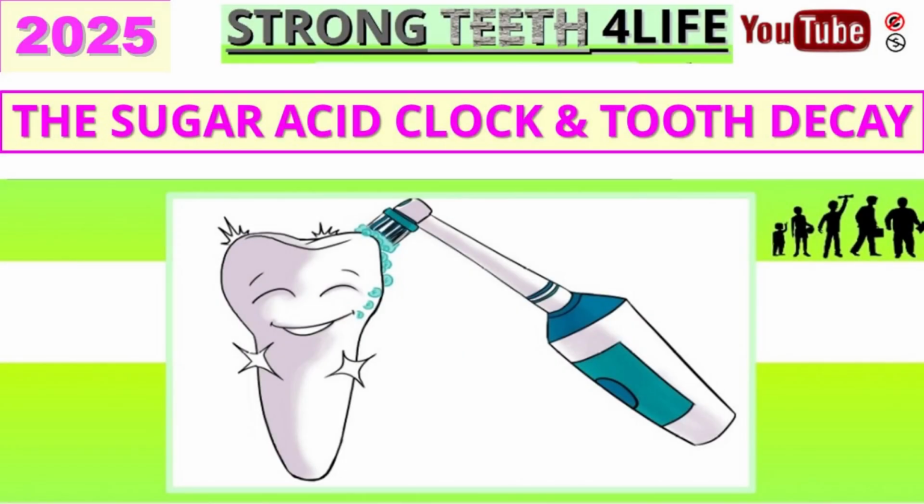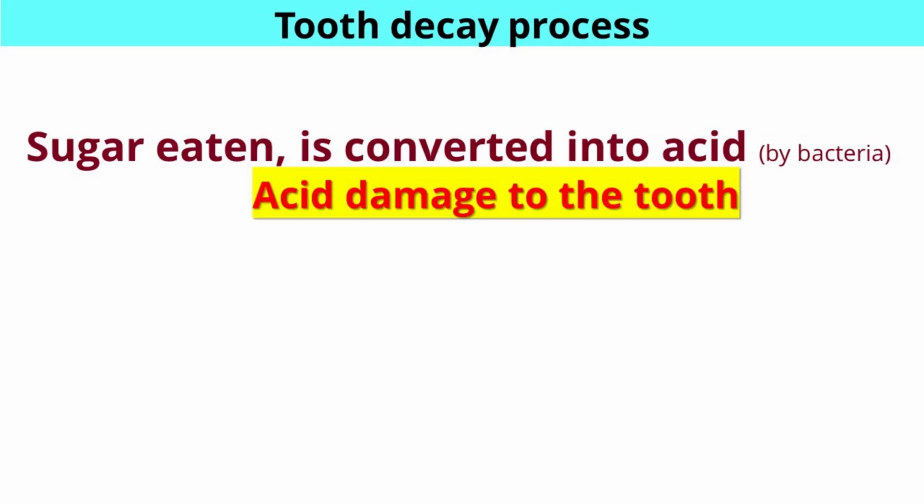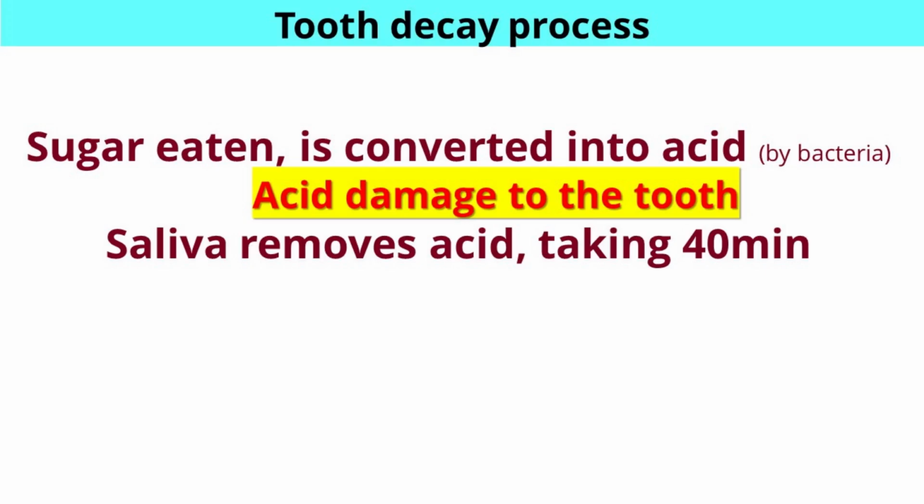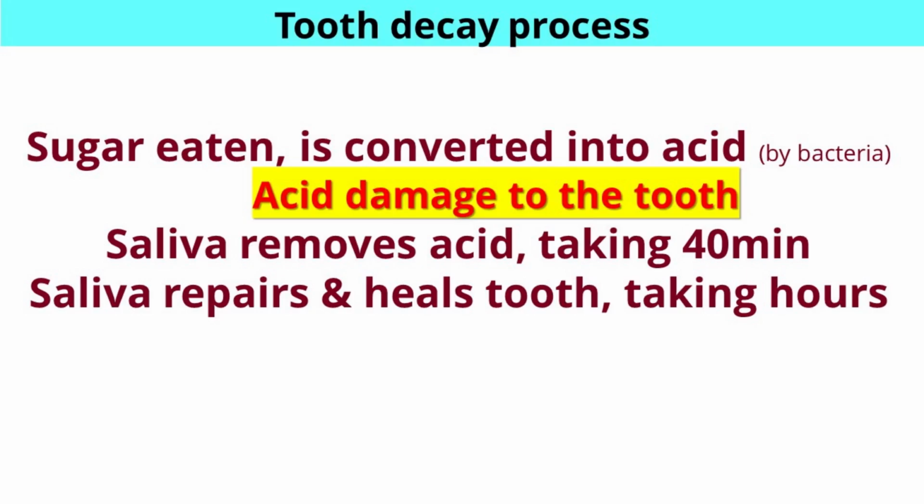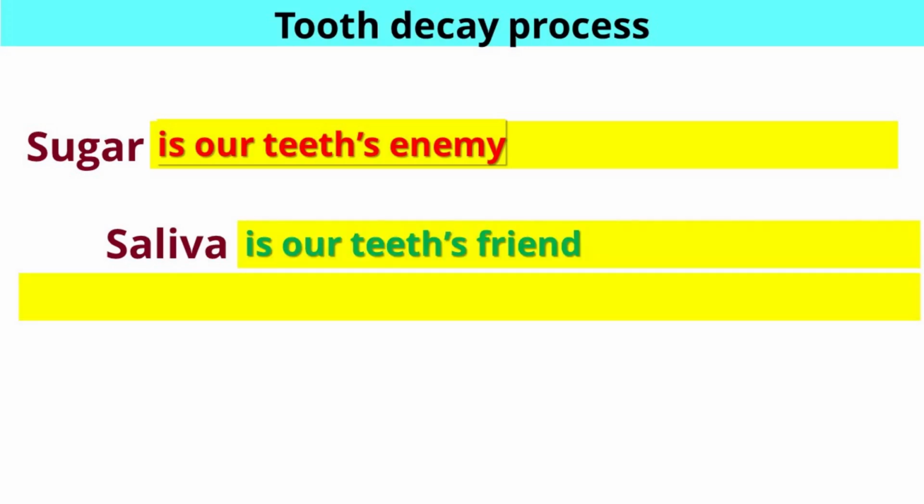The sugar acid clock and tooth decay. The tooth decay process: when sugar is eaten and converted into acid by bacteria, it damages the tooth enamel. Saliva removes acid, taking 40 minutes, and then saliva repairs and heals the tooth, taking hours. So sugar is our teeth's enemy, and saliva is our teeth's friend.